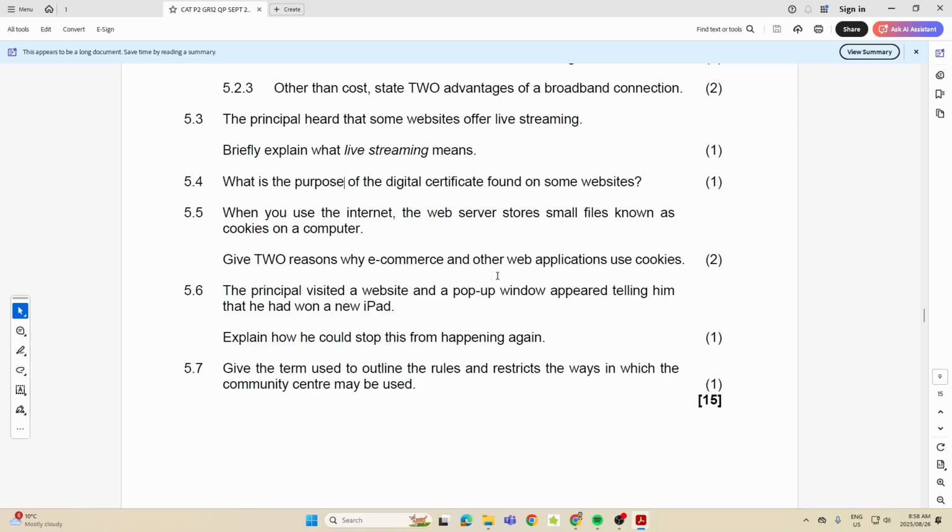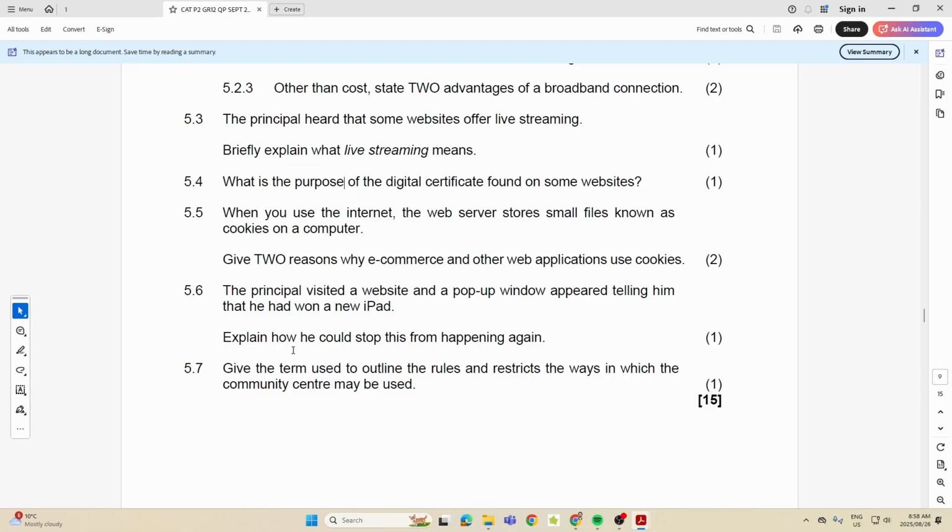The principal visited a website and a pop-up window appeared telling him that he had won a new iPad. And I hope he didn't click on anything. Explain how he could stop this from happening again. So he could use a filtering program like a pop-up blocker. He could check maybe his antivirus has that feature in it as well, and maybe he just didn't activate that.